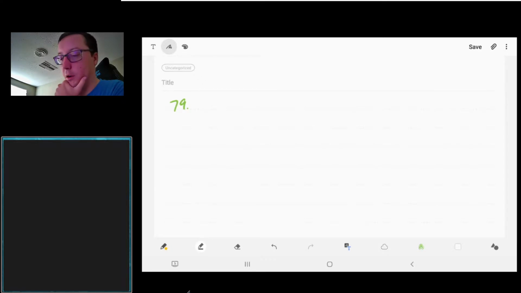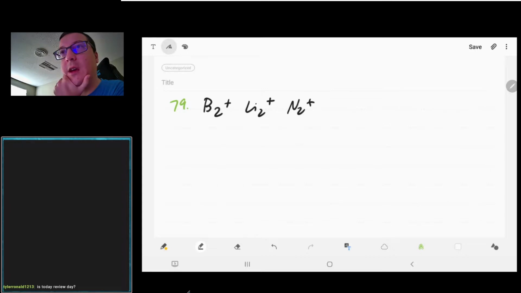All right. I'll just write down the elements here. We have boron 2 plus, lithium 2 plus, nitrogen 2 plus, and neon 2 plus. Okay. Let's just go through these.